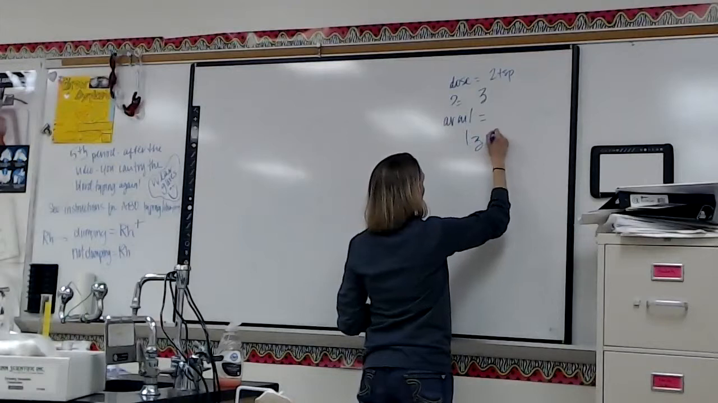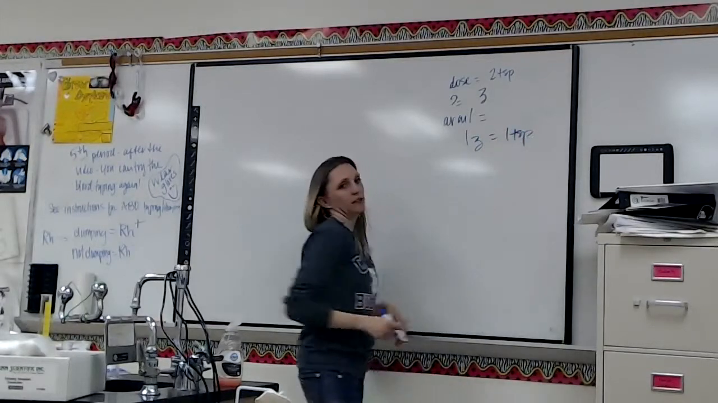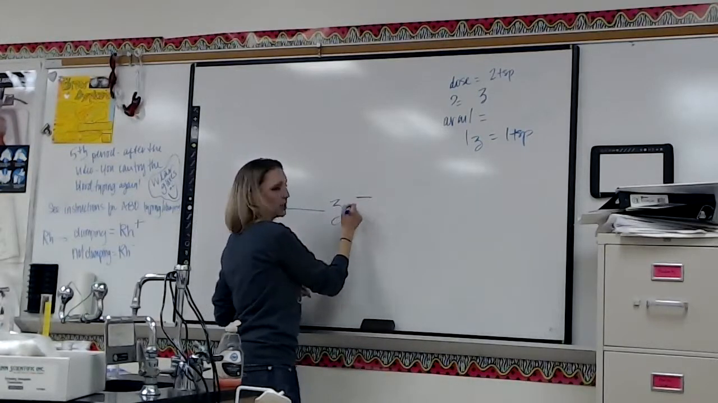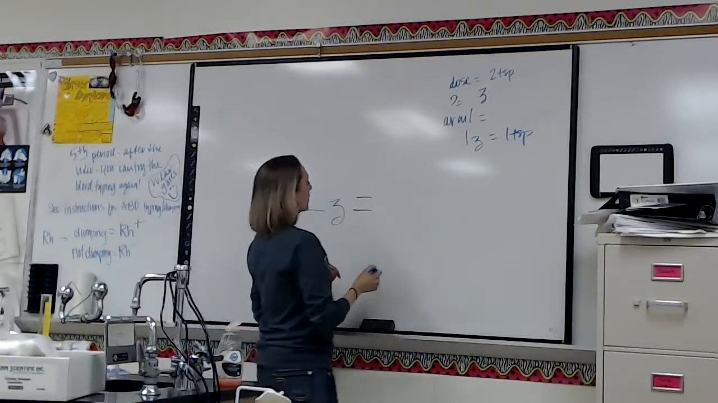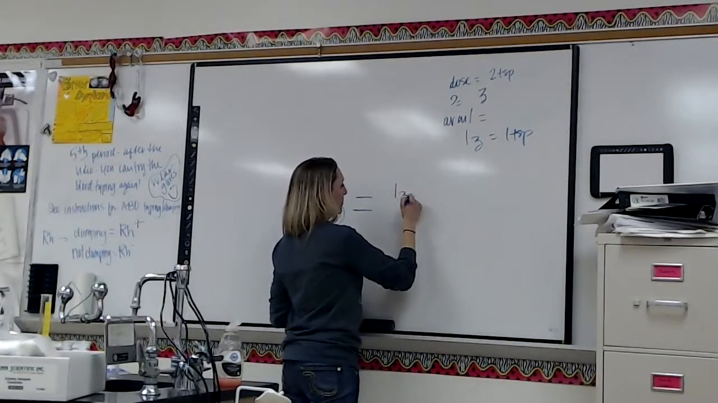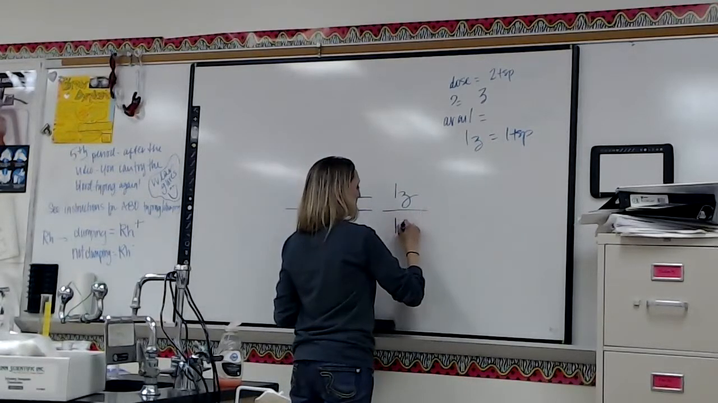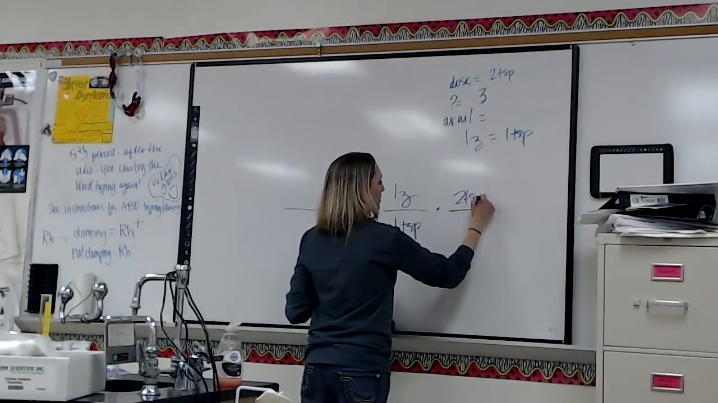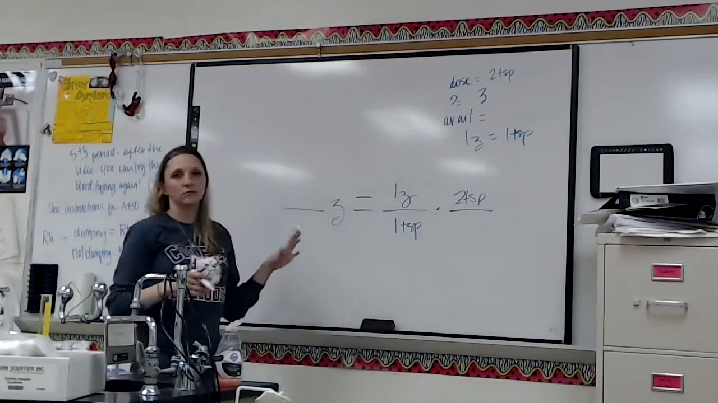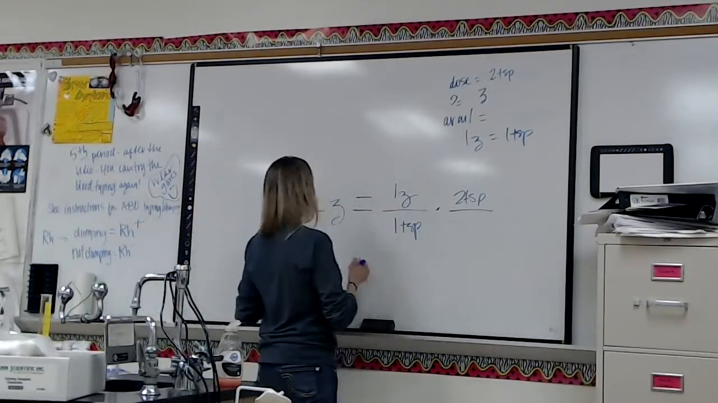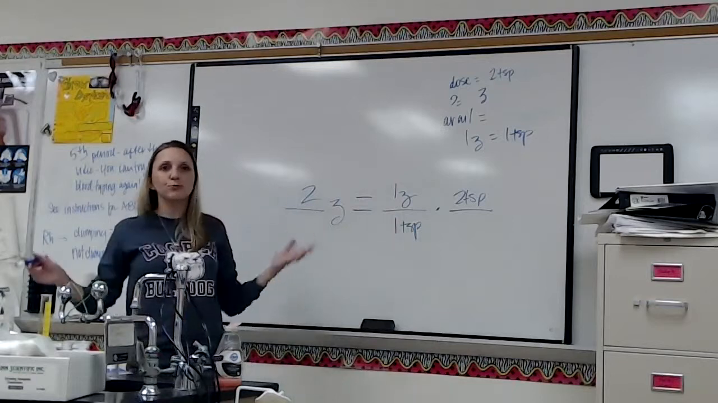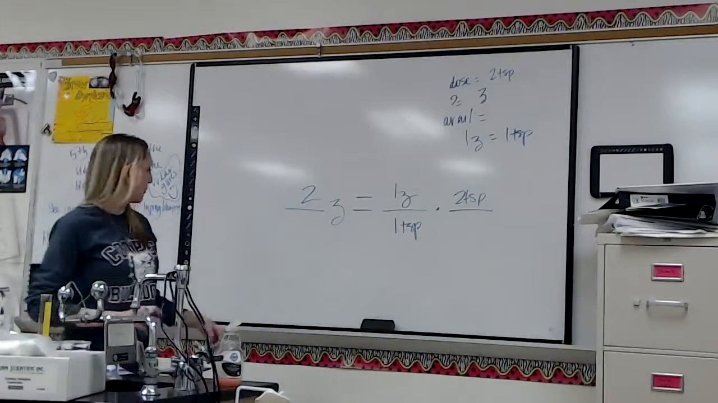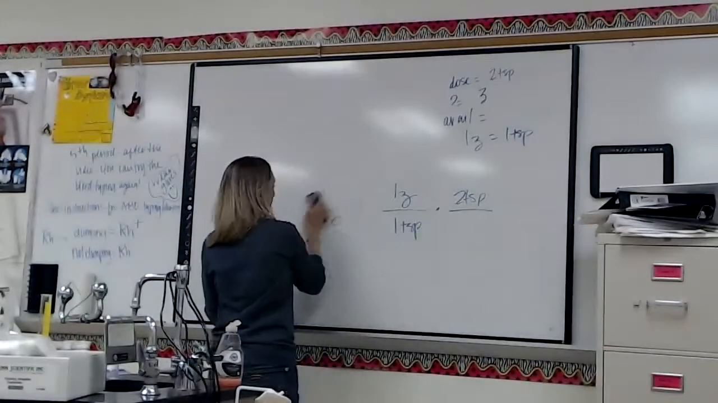This one's pretty easy. But if I set it up like I did my other one, I'm going to put my drams over here, my equal sign, and I've got 1 dram over 1 teaspoon, and I've got 2 teaspoons as my dose, multiply straight across. So 2 teaspoons equals 2 drams. Let's see if we can work out one that might be a little bit more challenging.